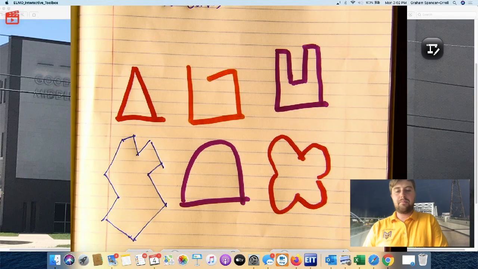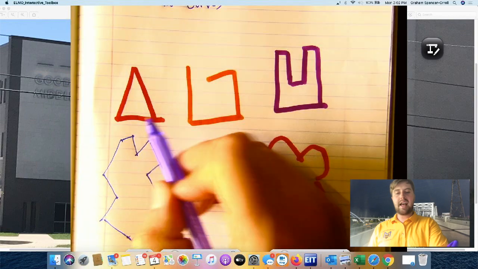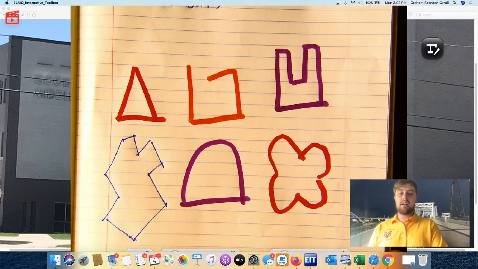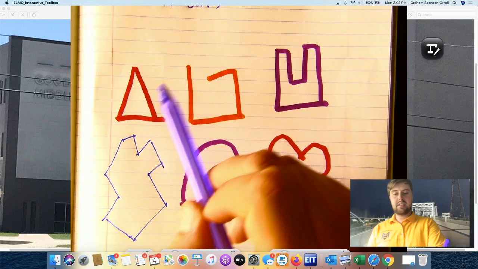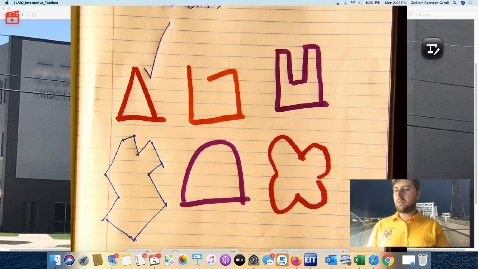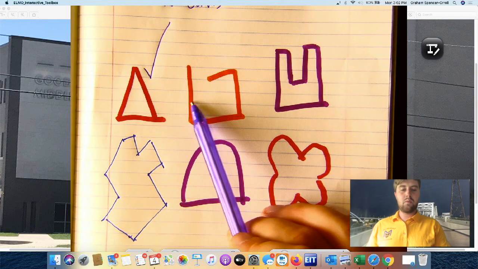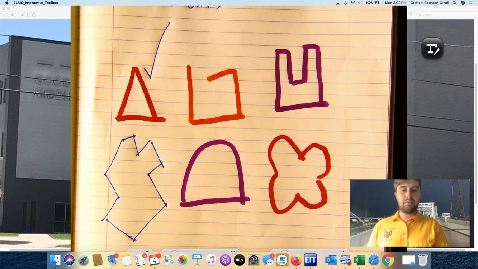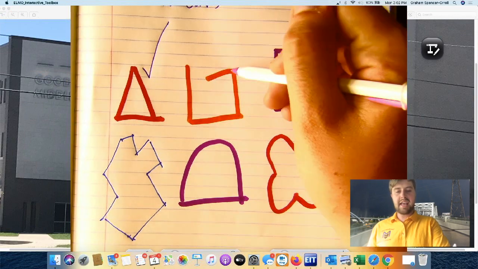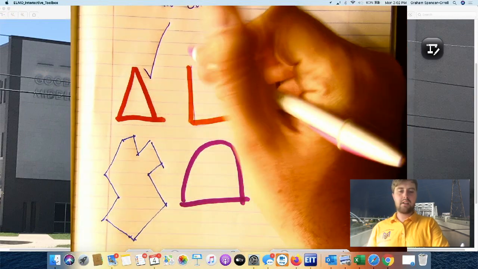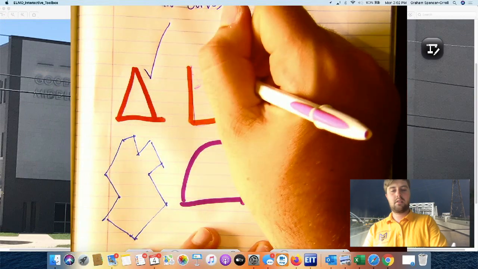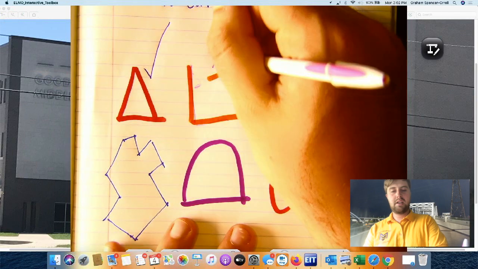So this first one, there are 3 sides. None of them are curves. And they all touch. So this one is, yes, a polygon. All right. The second one, there are 4 sides. All 4 sides are straight. But see this gap here? They don't quite touch. So it is not a polygon, because there's that space there.